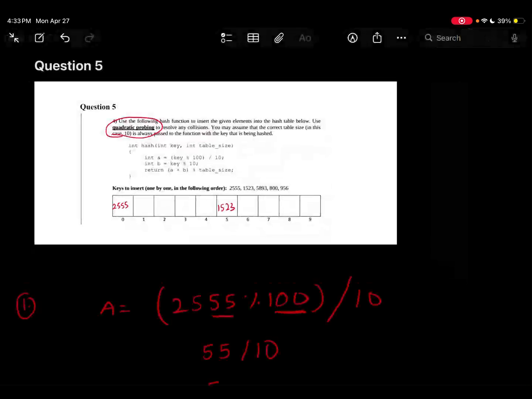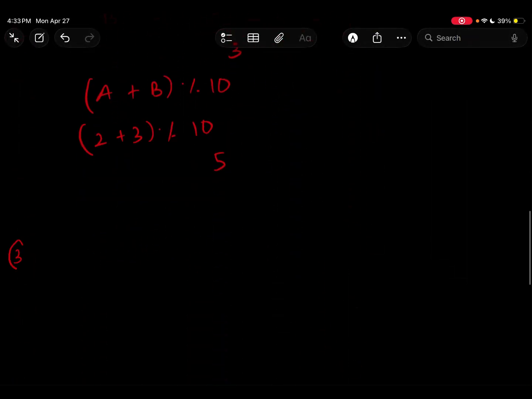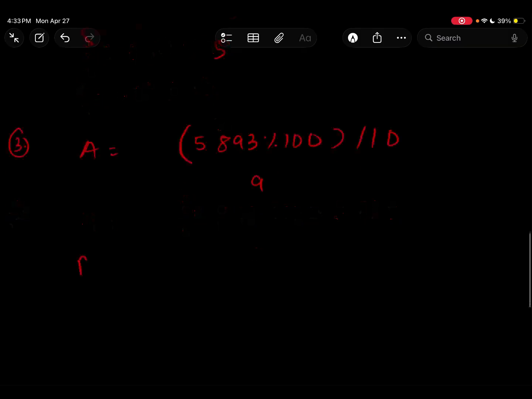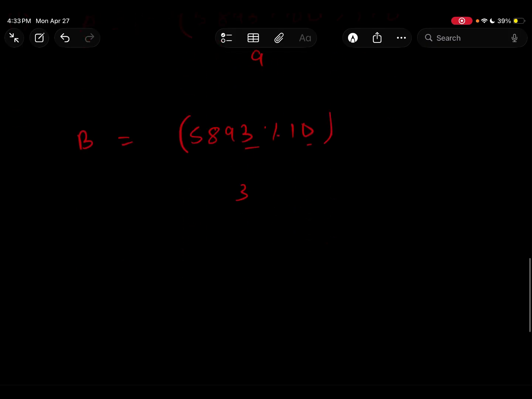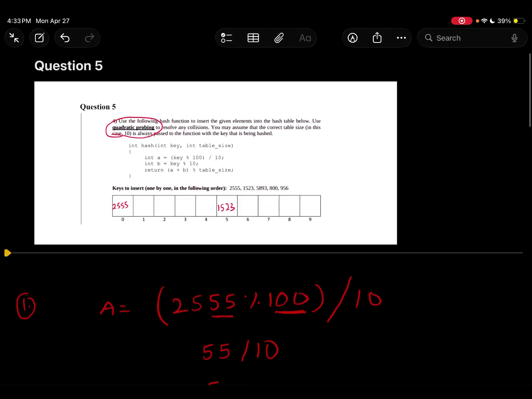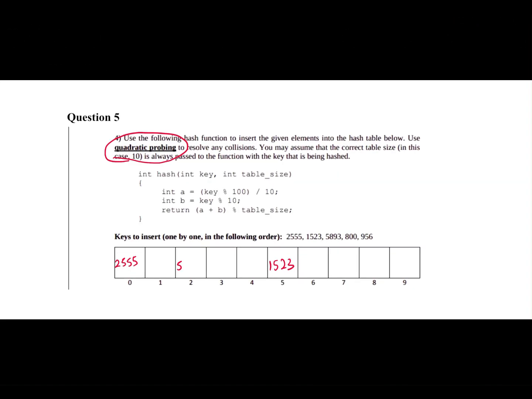Now let's do this quickly. 5893. A is 5893 mod 100 divided by 10. So 93 divided by 10 is 9.3, so it is just 9. Value of B is 5893 mod 10, which is just 3. So 9 plus 3 is 12, and 12 mod 10 is 2. So insert the value of 5893 at index number 2. It is free, just insert it.